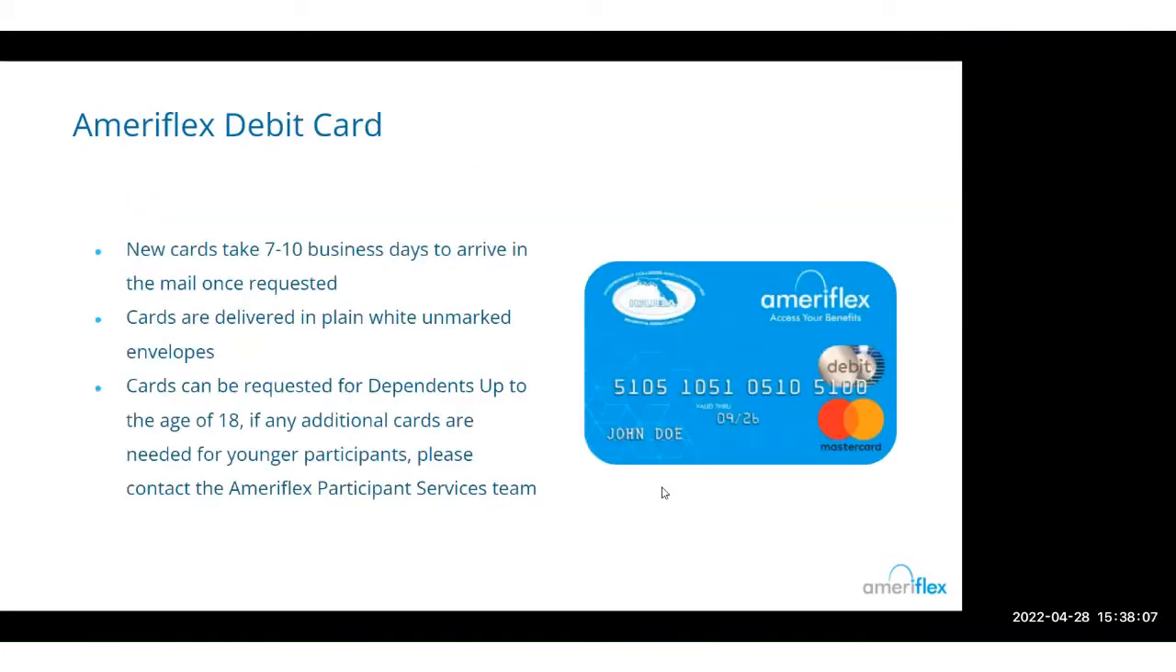Along with each of your plans, you have the ability to get reimbursements using the Ameriflex debit card. So you will receive a blue Ameriflex card in the mail within 7 to 10 business days of your enrollment. Even after enrolling in the plan, if you need another Ameriflex debit card, you can request one directly through your online portal. Cards are delivered in plain white unmarked envelopes. So just make sure when you know you have a card coming to you that you're keeping an eye out in the mail for that.